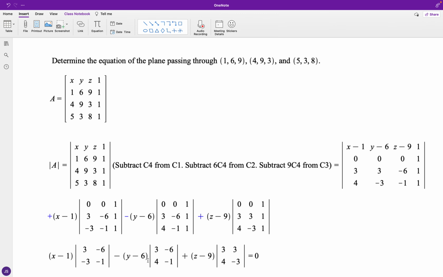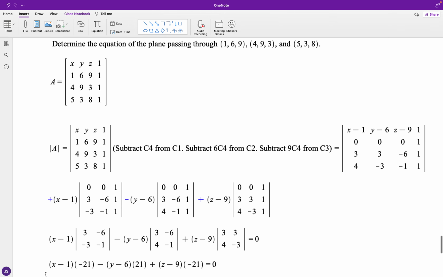And I got minus the quantity of y minus 6, and you've got negligible, negligible. With the first row, second column, minor setup, we have 3, negative 6, 4, negative 1 exposed. And then we have plus the quantity of z minus 9, and here we have 0, 0, 1, 3, 3, 1, 4, negative 3, 1. And again, with the first row, third column, minor setup, we have exposed 3, 3, 4, negative 3.